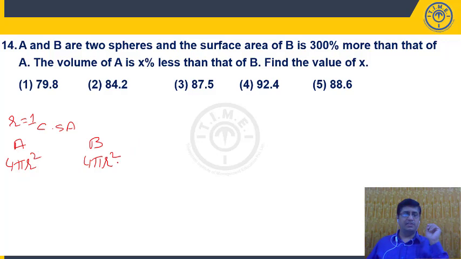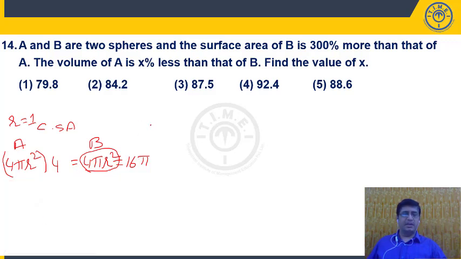The value of B is equal to 4 times that of A, so we multiply by 4. Now when r is equal to 1, substitute and simplify. What is the result? r square means 1 square, 4 into 4 is 16, so 16 pi is the value of B.